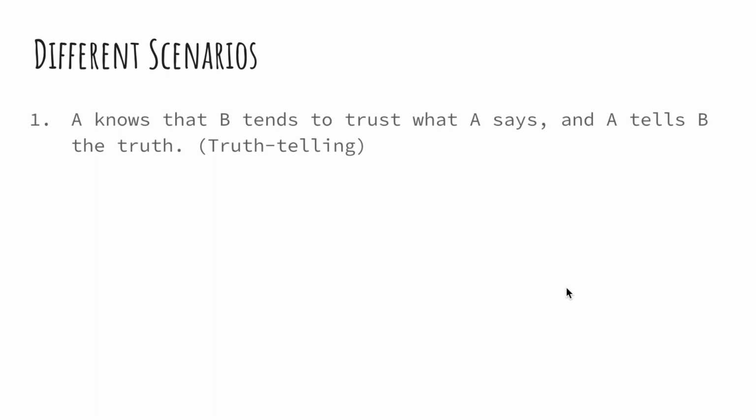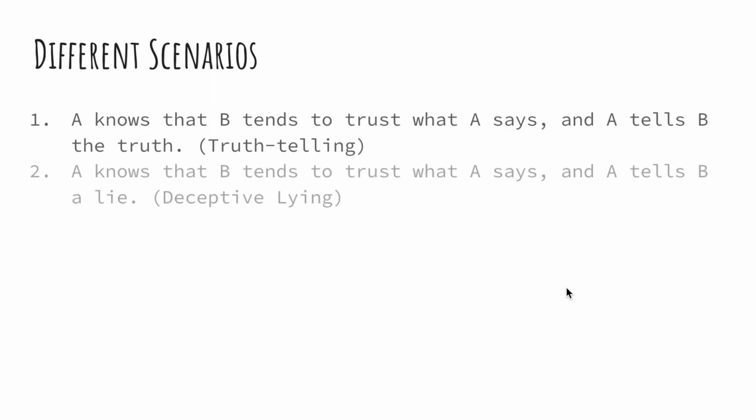The first is that A knows B tends to trust what A says, and A tells B the truth. This is what we call strong truth telling. The second scenario is A knows that B tends to trust what A says, and A tells B a lie. This is normally how we lie, right? We know that the guy we're lying to will probably trust what we say, so we tell him a lie.